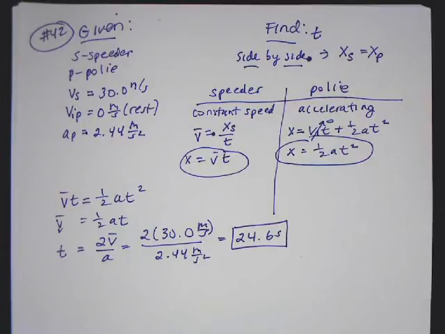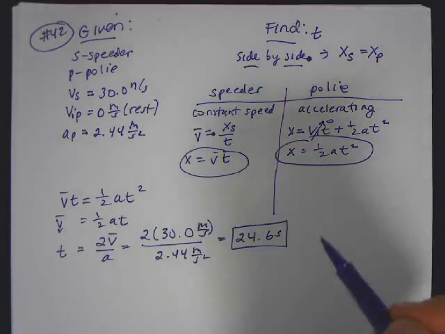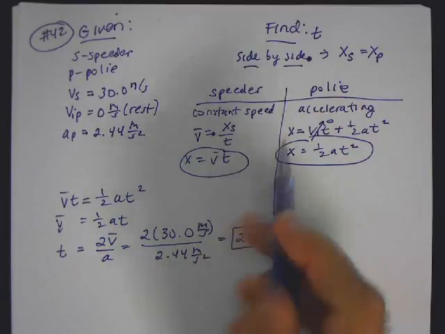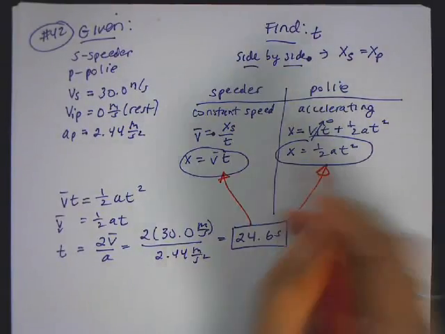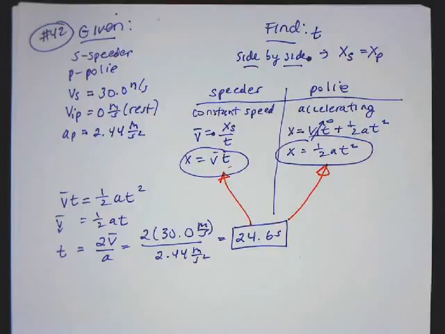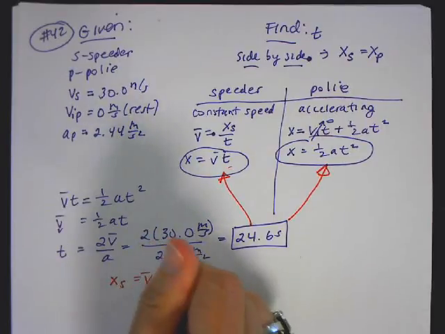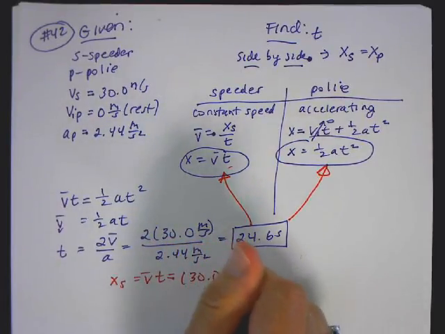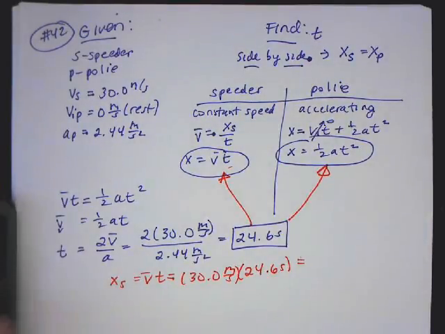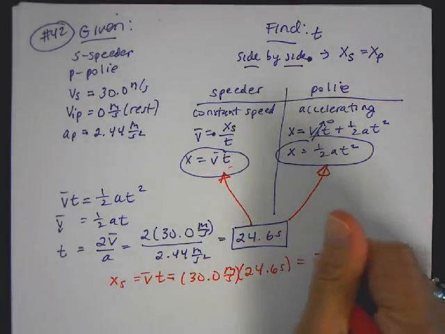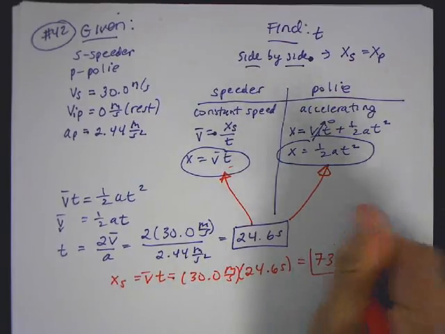Now how do I find x? Well, just like the last problem, I can use either one of these equations. I can use either this one, or I can use this one and substitute in for the time. So, well, that one's easier, so I'm obviously going to use the easier one. So I'm going to say x is equal to vt, so it's equal to 30 meters per second times the time I just found. And then I do that on my calculator. 24.6 times 30, 738.